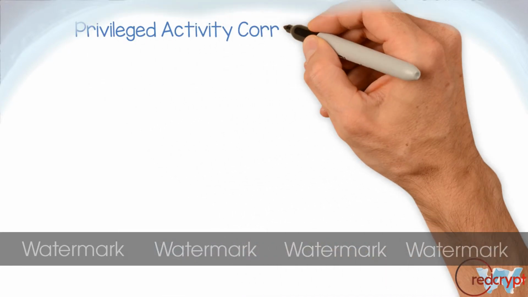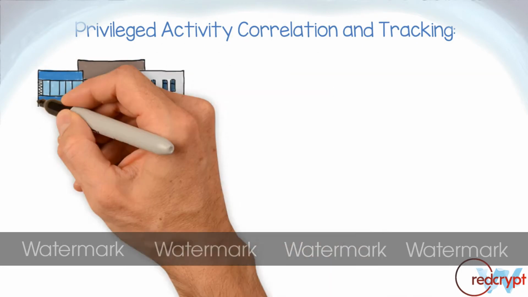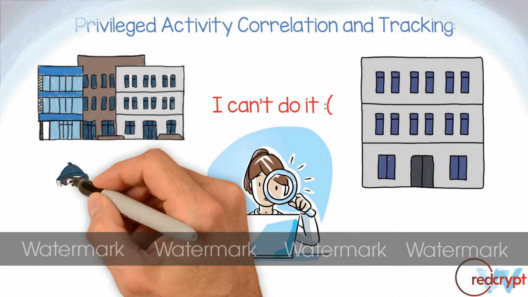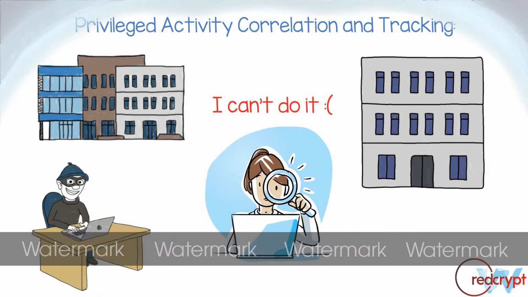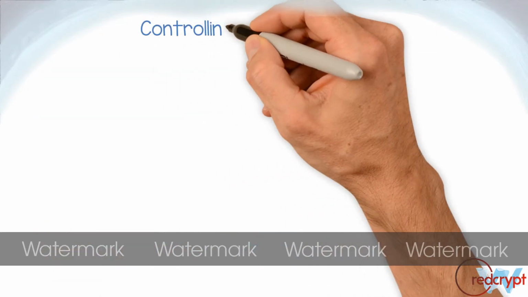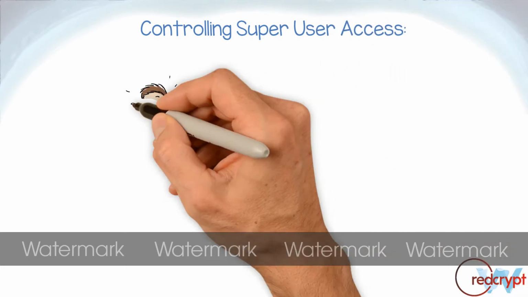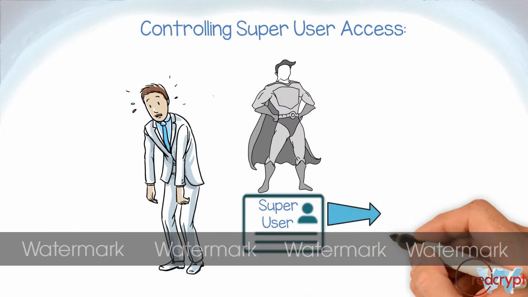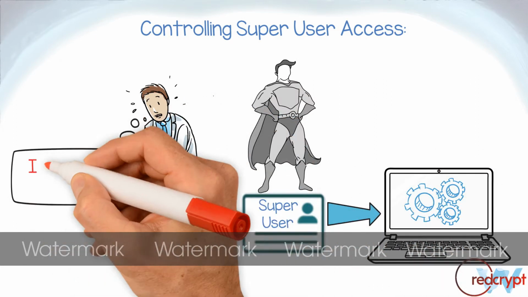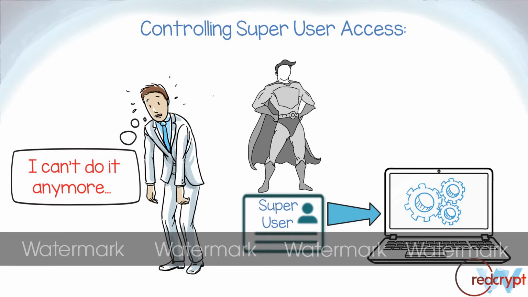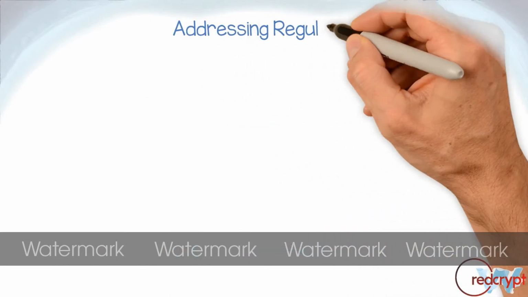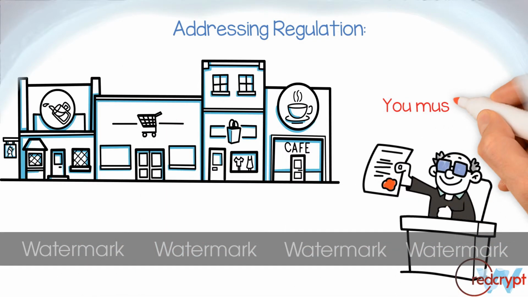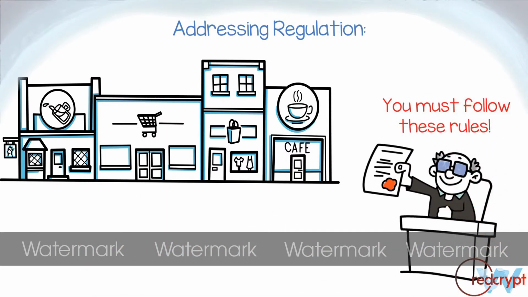Privileged activity correlation and tracking. Many enterprises cannot centrally monitor and control privileged sessions, exposing the business to security threats and compliance violations. Controlling super user access. Organizations often struggle to effectively control and audit super user access to business-critical systems, creating compliance risks and operational complexity. Addressing regulation. All industries face some level of governance and regulatory mandates that they need to adhere to.